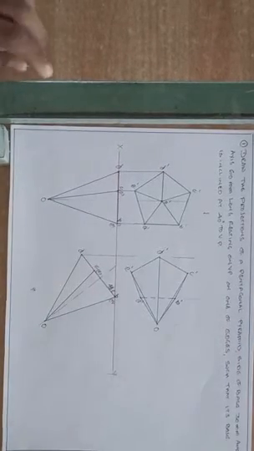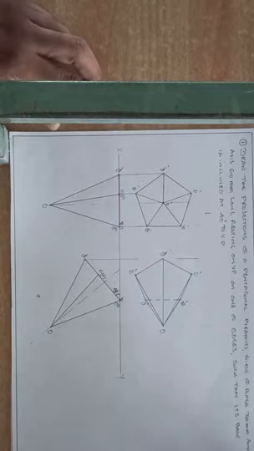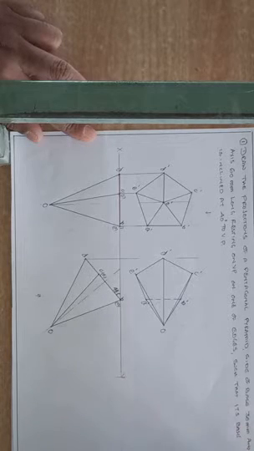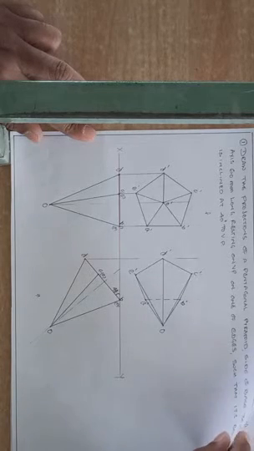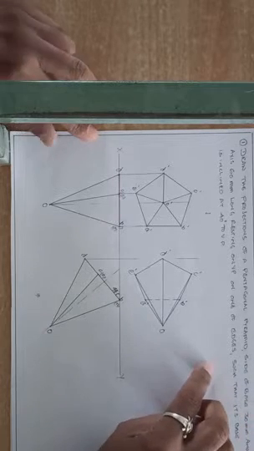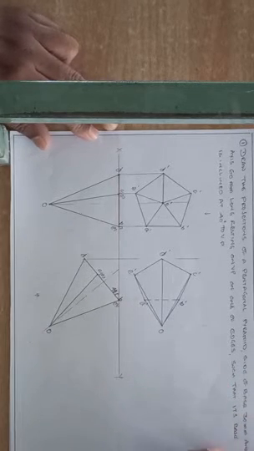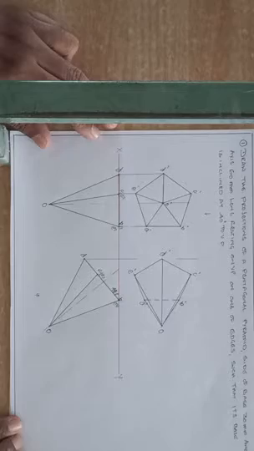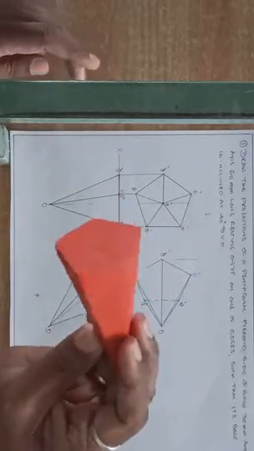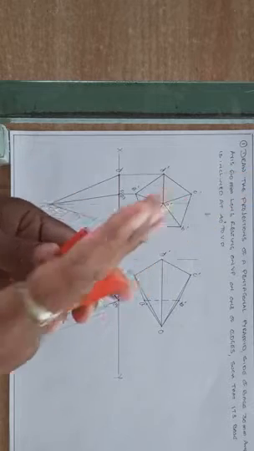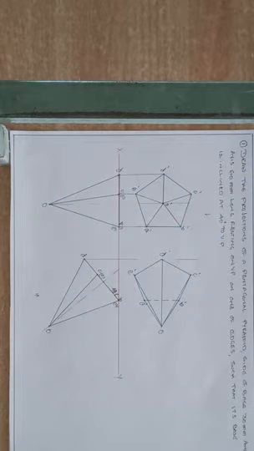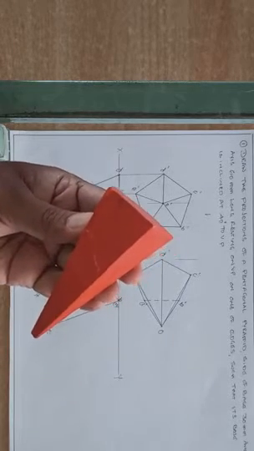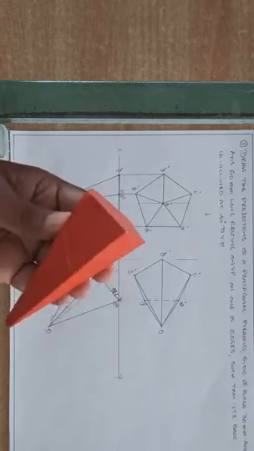So here, we discuss the problem on pyramids: a pentagonal pyramid, side of base 30 mm and axis 60 mm long, resting on VP on one of its base edges, such that its base is inclined. Here the condition is axis inclined to VP. It is a pentagonal pyramid, axis inclined to VP, resting with its base edges. This is the view, and here the axis is inclined to VP.